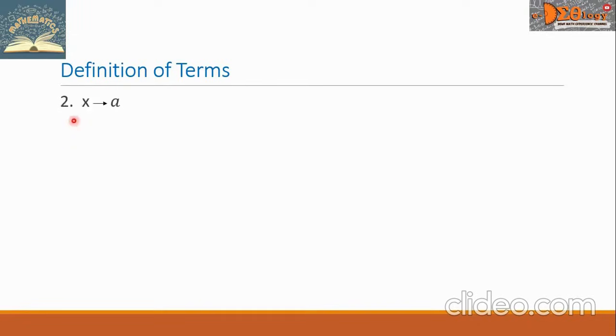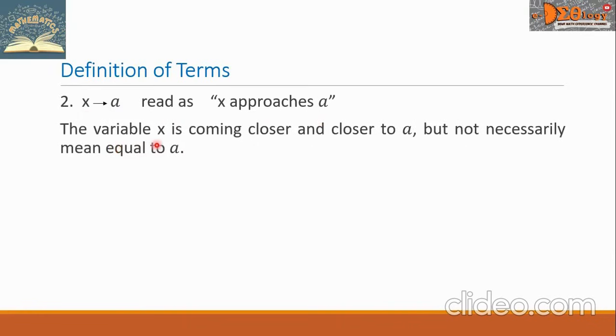Next thing to understand is the symbol x arrow a. X here is a variable and a is a constant. We read this as x approaches a. The variable x is coming closer and closer to a, but not necessarily mean equal to a.